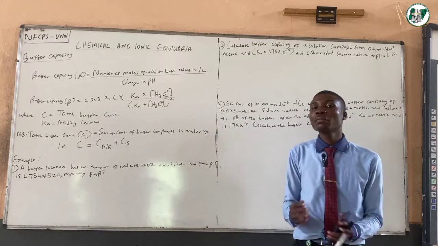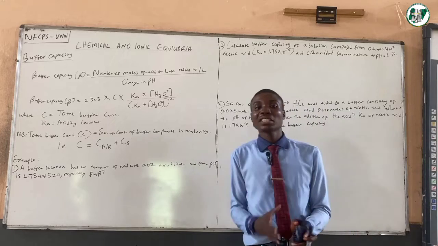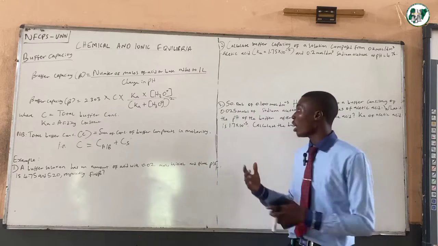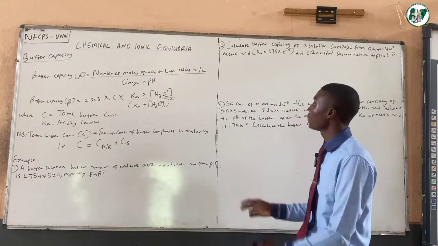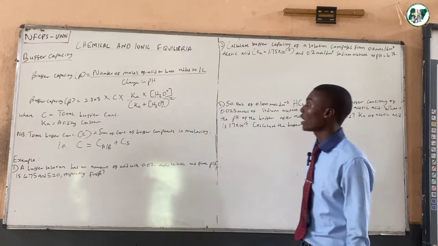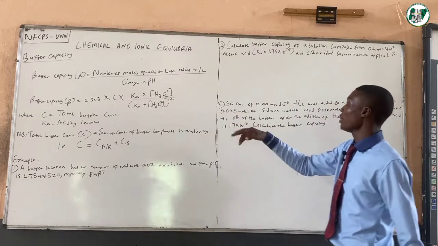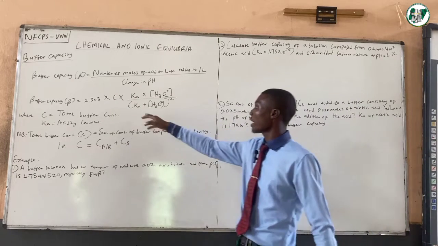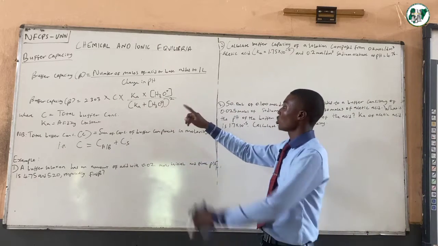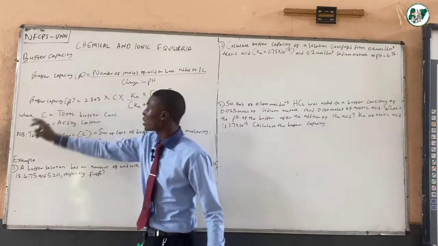Change in pH simply means that you are subtracting the pH before and the pH after, depending on which one is larger in the pH value. So you do the subtraction and then you get the change in pH. Another formula is buffer capacity is equal to 2.03 times C times Ka times H3O+ concentration divided by (Ka plus H3O+ concentration), all in brackets raised to the power of 2. What is C in this calculation?